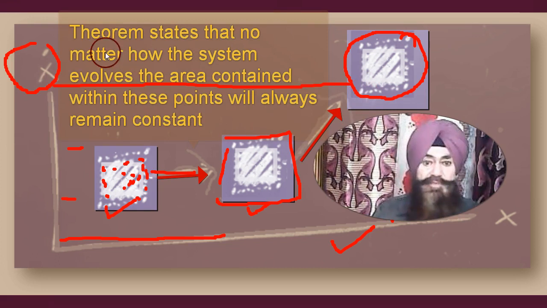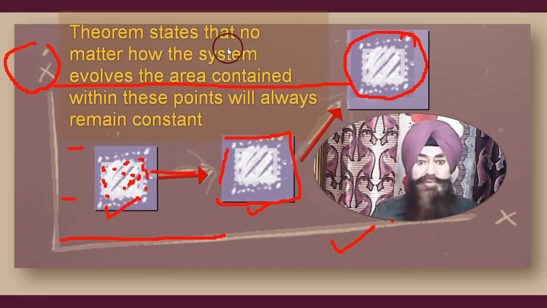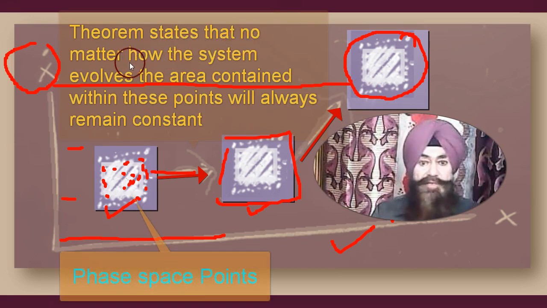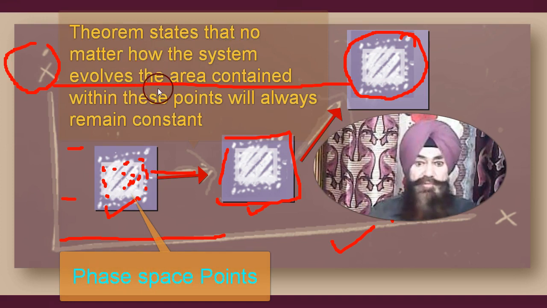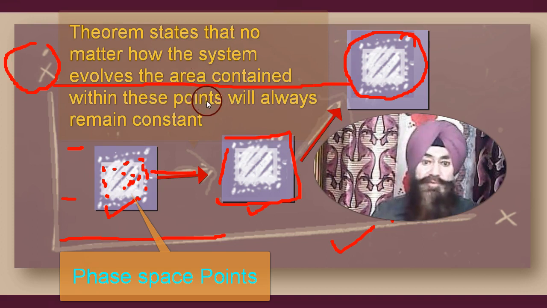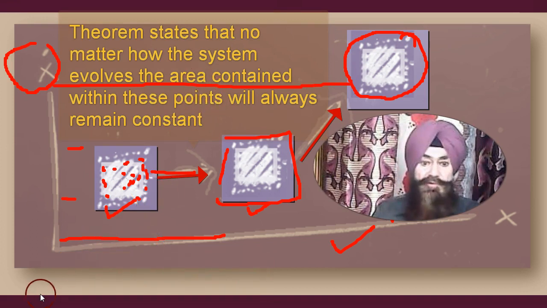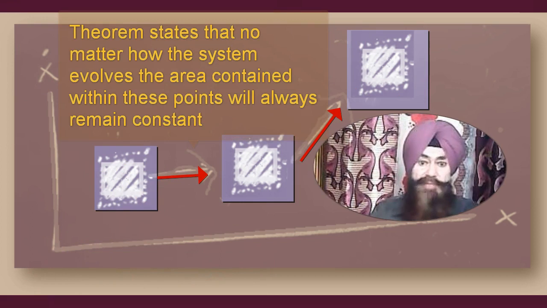So this theorem states that no matter how the system evolves, the area contained within these points will always remain constant. This is the statement of the theorem, and we have to prove it now with the help of mathematics.